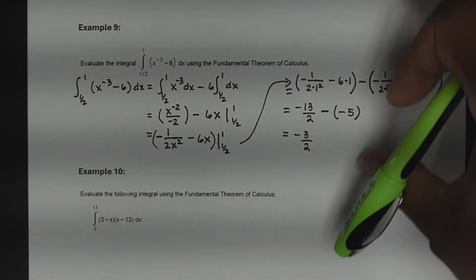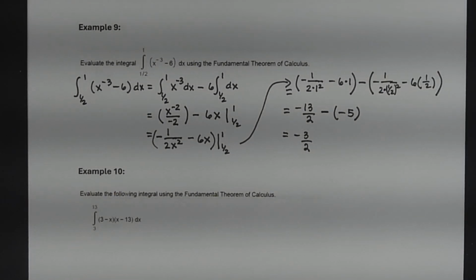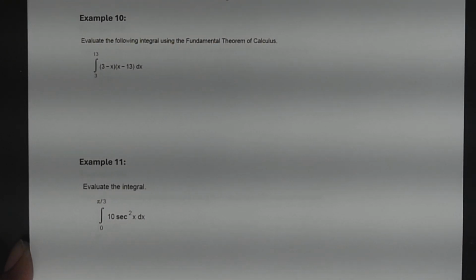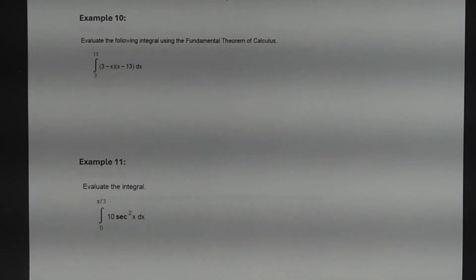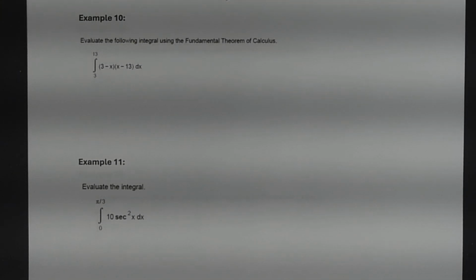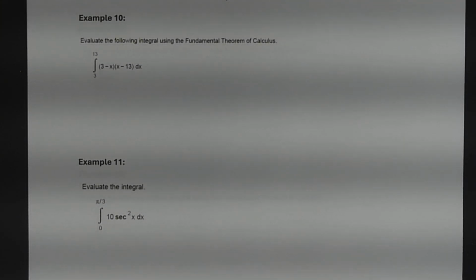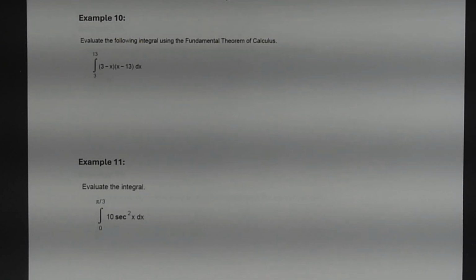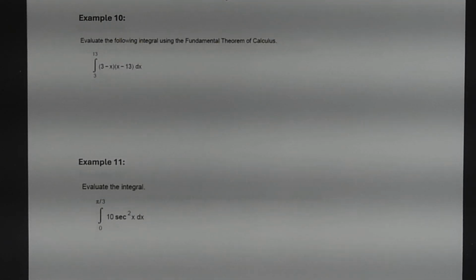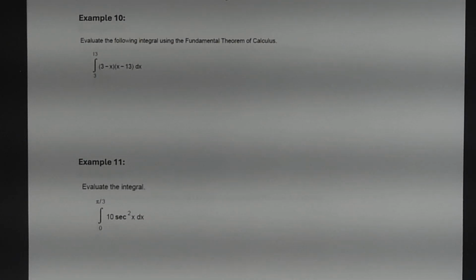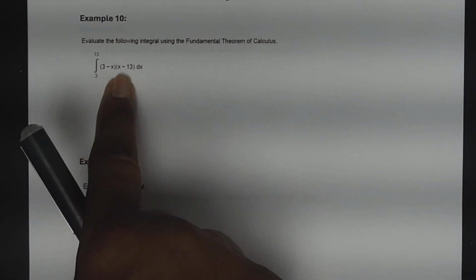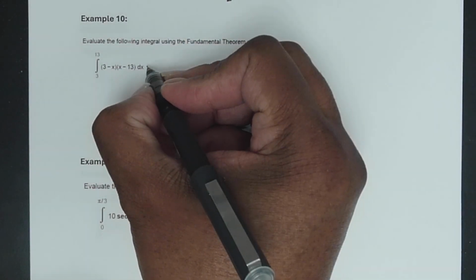All right, number 10. Number 10. Let's say I want to evaluate the following integral using the fundamental theorem of calculus again. So here we got the integral from 3 to 13 of 3 minus x times x minus 13 dx. Okay, and let's say I want to find out what that integral is going to be. I need to go ahead and multiply this out using the FOIL method.